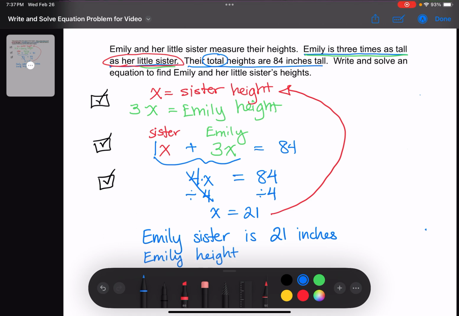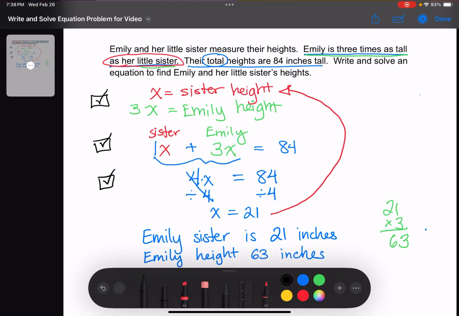is 3 times that. So we have to do a little bit extra math to figure out what Emily's height is. We're going to take Emily's sister's height and multiply that by 3 because Emily is 3 times the amount that her sister was to find out that Emily is 63 inches tall.